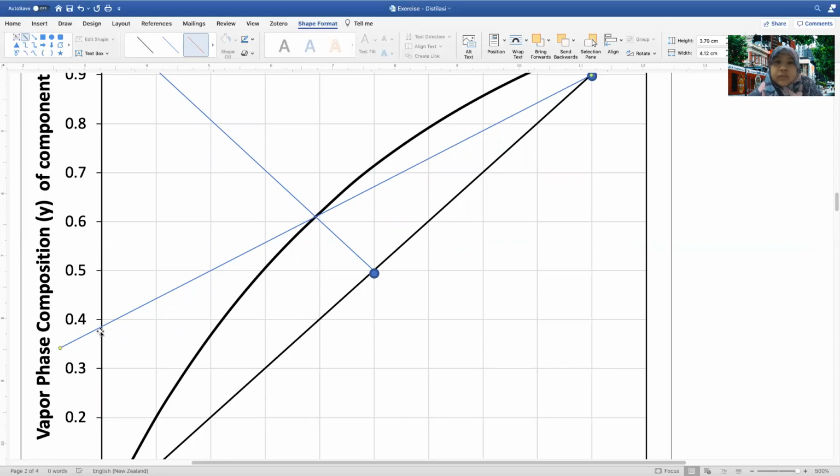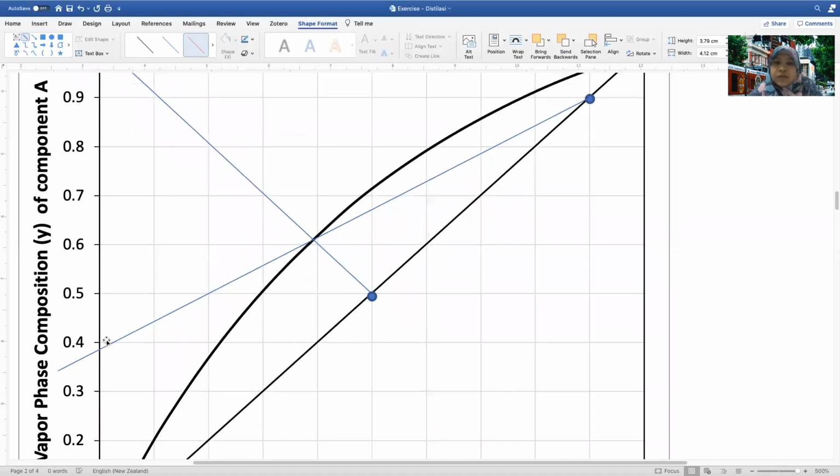0.39 or 0.38. 0.38. How about others? Yes, around that number, ma'am. 0.38. Anyone who got 0.4 or 0.35? I got 0.4, ma'am.